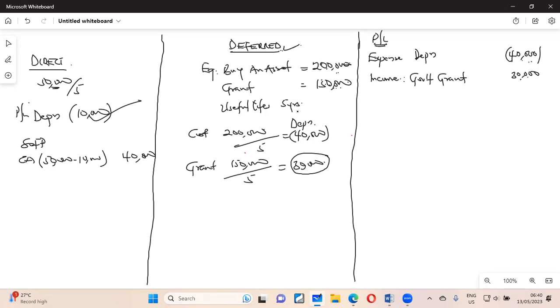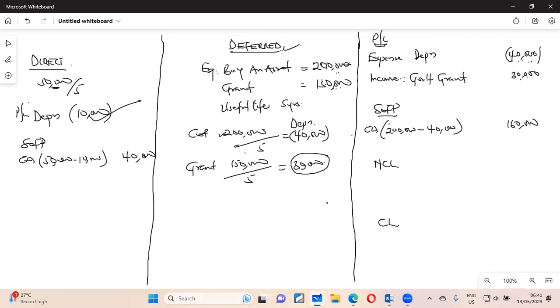Show us everything. In the SOFP, what is going to happen is that our carrying amount is the cost of 200,000 less the depreciation for the year which we've taken out, which is 40,000, giving us 160,000. So that is what you've done. However, in here, you bring some NCL and CL.